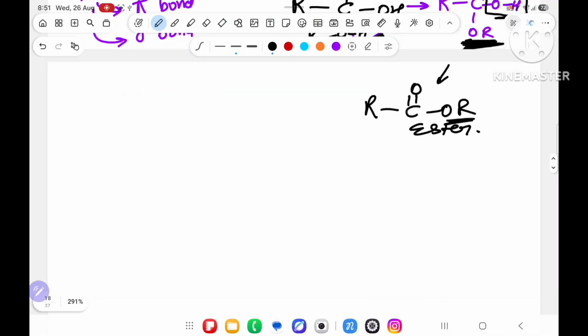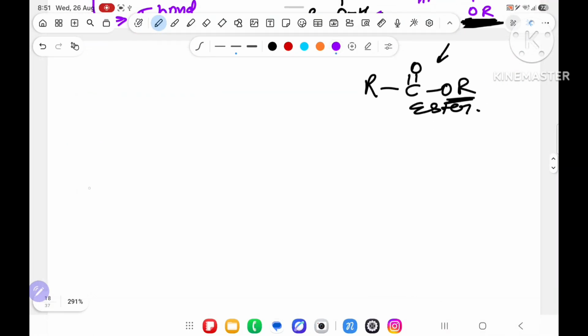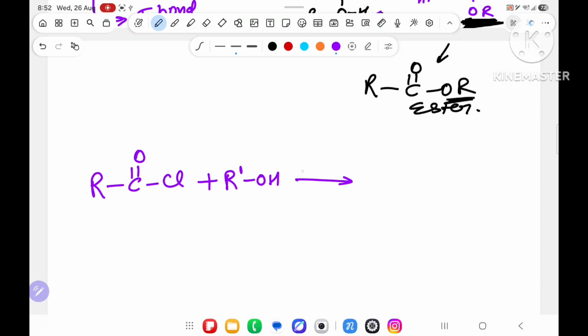Sometimes the esterification reaction will follow some other route also. Suppose, in place of acid, you have taken acyl chloride, means acid chloride, in presence of alcohol, and you will have to use a little bit of base in this part, that is pyridine. It will also give RC double bond O, OR dash as the ester, and this time HCl will go outside.